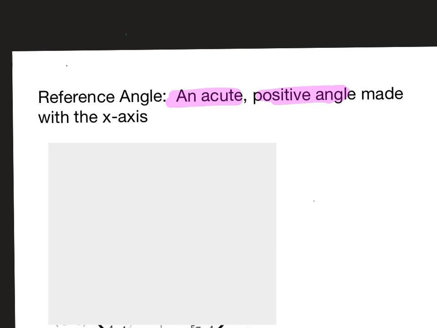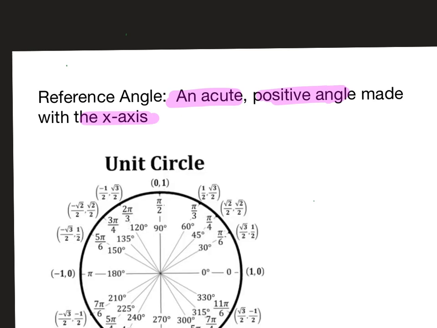And lastly, and probably even most important, is that it has to be made with the x-axis. All right, so you're gonna see me draw a lot of pictures, because it's so much easier, at least for me, if I can see the actual acute angle and I can not promise myself, but convince myself that it is made with the x-axis. Okay, so I'm gonna take this off so you can see.